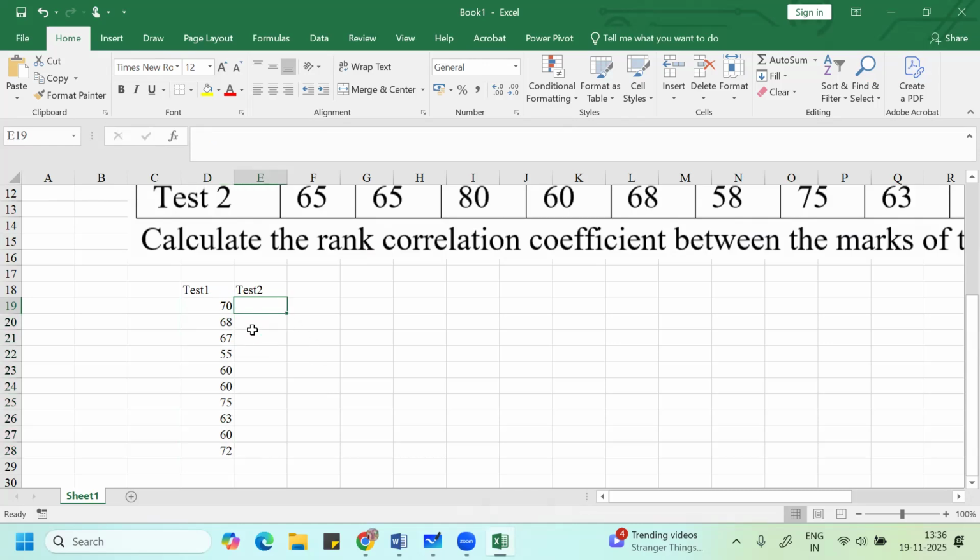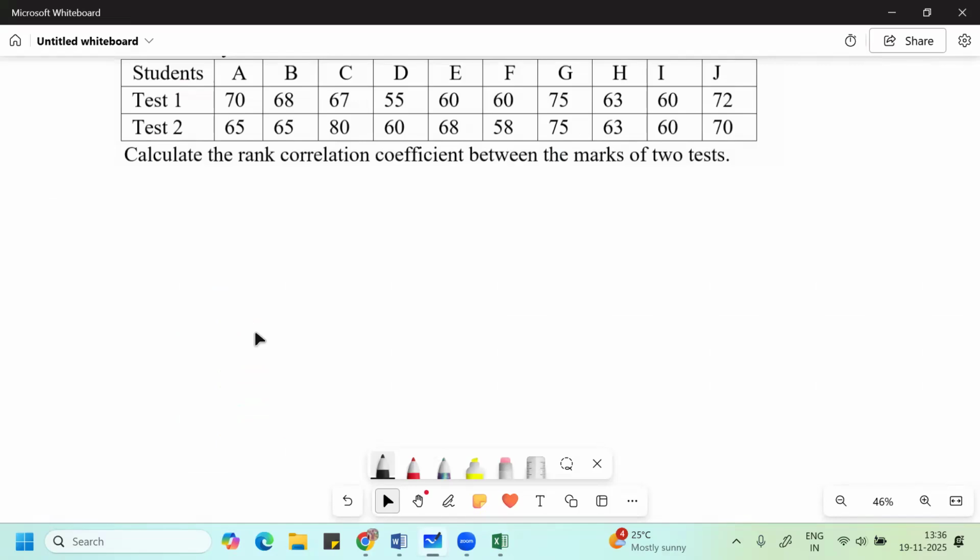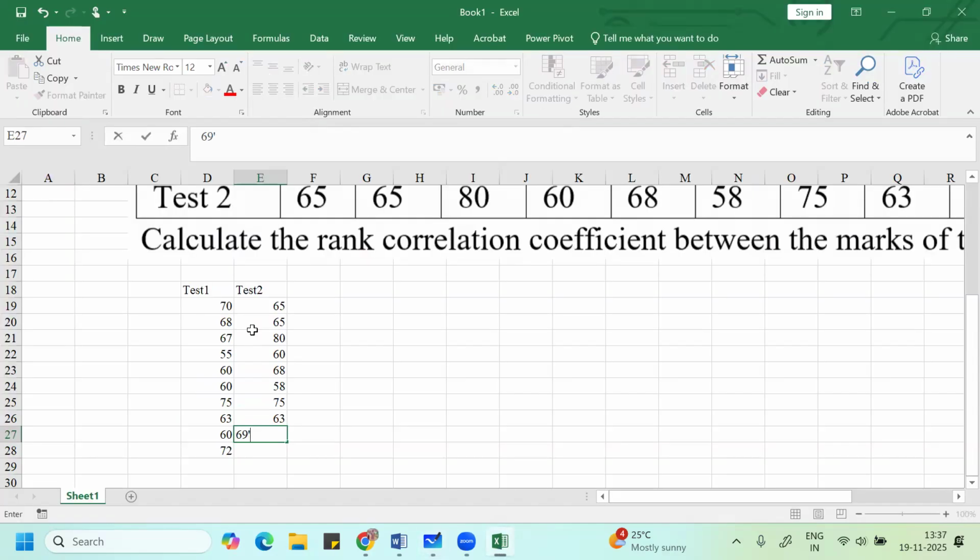Now test two: 65, then 65, then 80, then 60, then 68, then 58, then 75, then 63, 55, then 63, 60, 70, 60, and then 70.